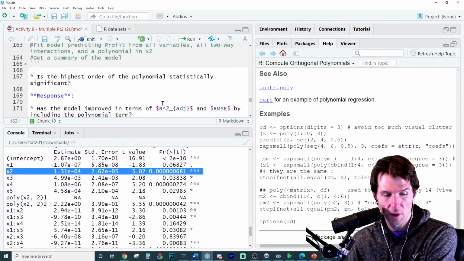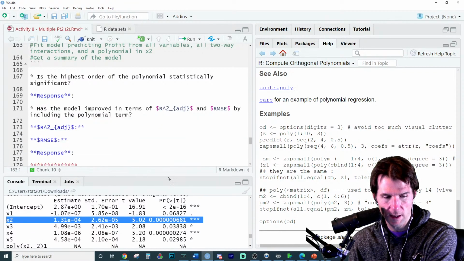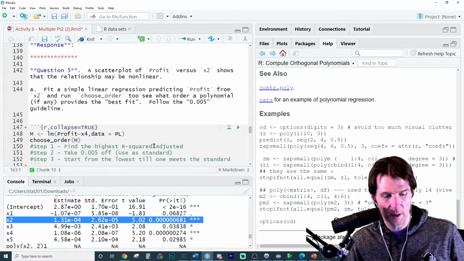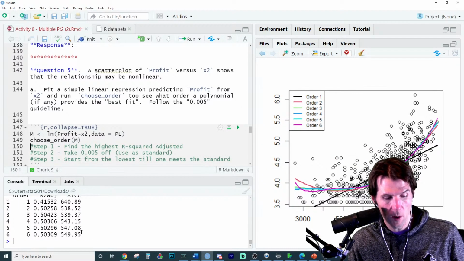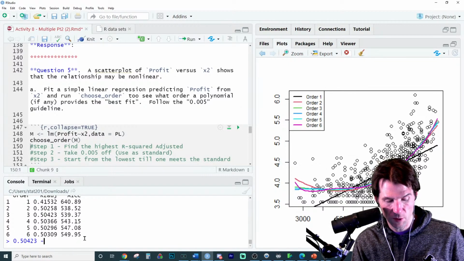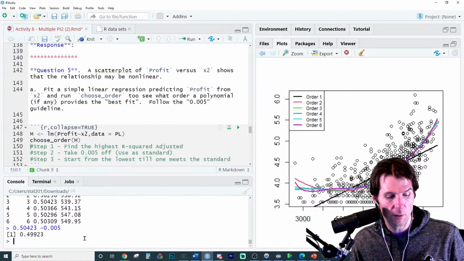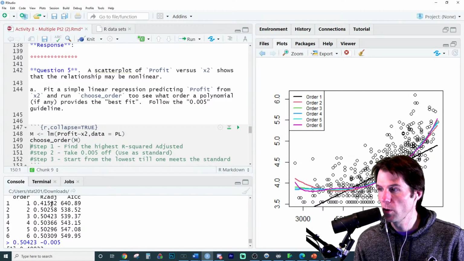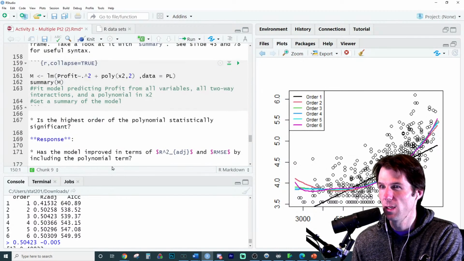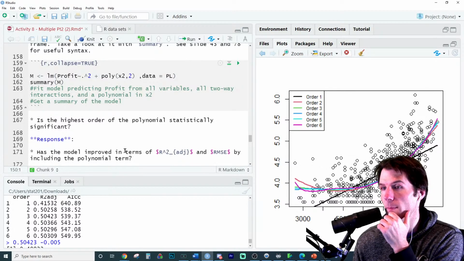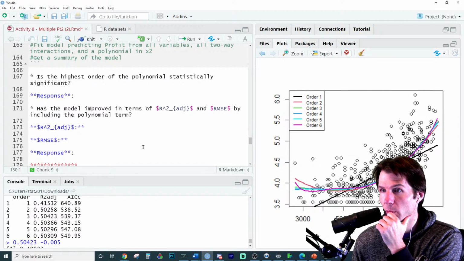Is the highest order of the polynomial statistically significant? Mm-hmm. And we're only putting into the second degree, right? Or were we putting into a higher degree? Let me take a look at that again, because I can't remember. Oh, we do have it going to the third degree polynomial, because this is the highest. Subtract 0.005. Oh, no, we're only going to the second. Okay, good. We're only going to the second degree polynomial. So we're good right there. It was the second, and it is statistically significant. We do see that. Has the model improved from our previous terms?